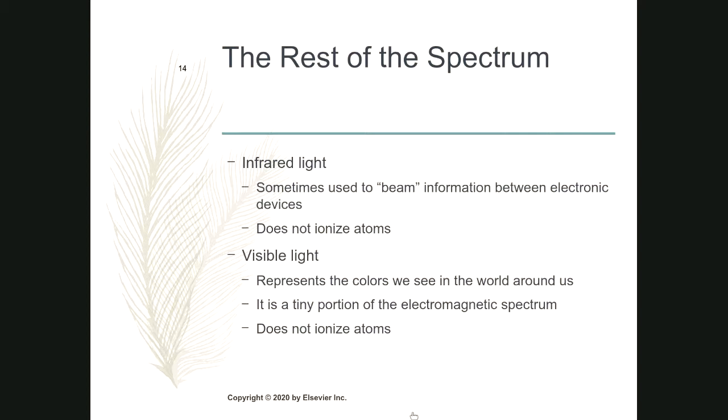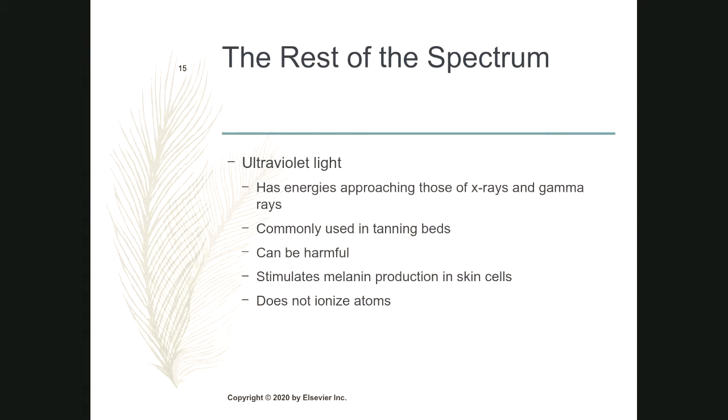Visible light represents the colors that we see all around us. It's likely the most familiar member of the electromagnetic spectrum because it's all the colors visible to the human eye. It's just a small portion of the electromagnetic spectrum, and again, it does not have the ability to ionize atoms. Ultraviolet light has energies approaching that of X-rays and gamma rays, and typically those are used in tanning beds.